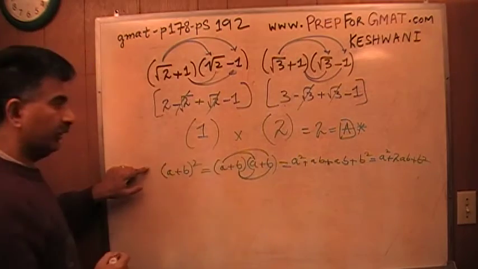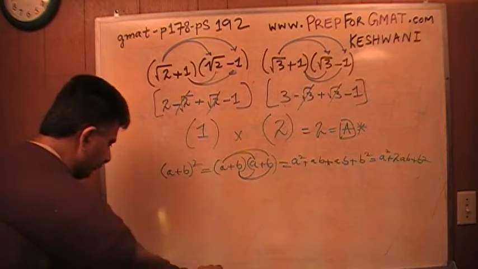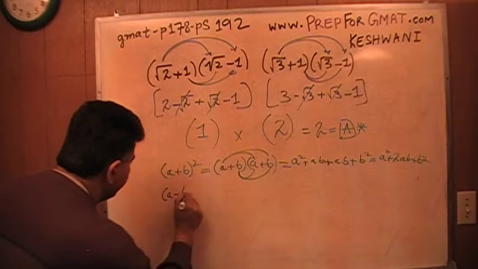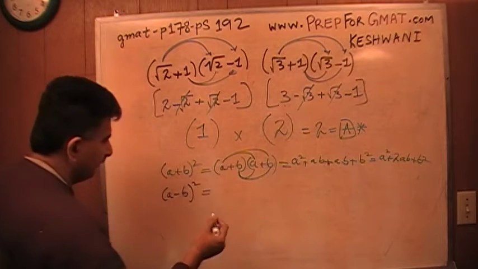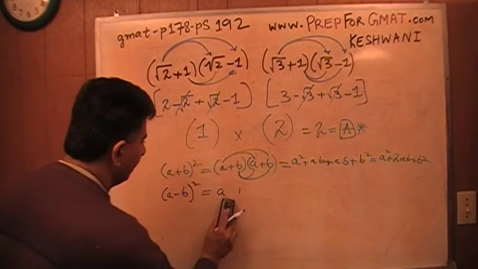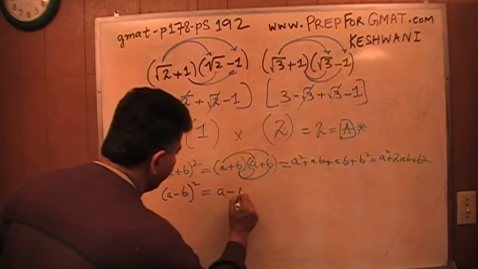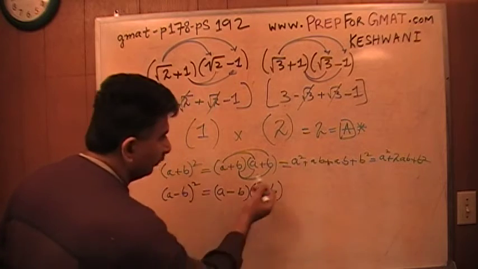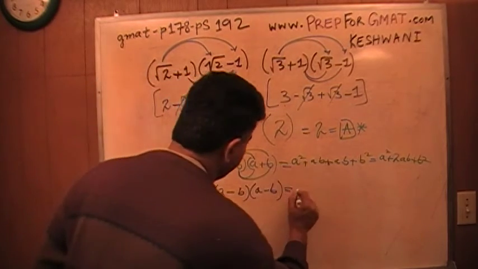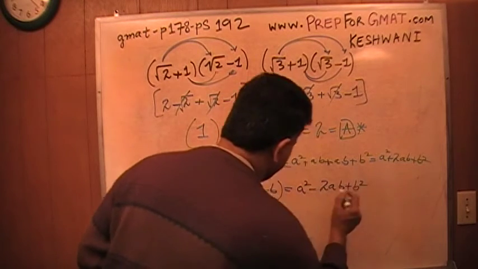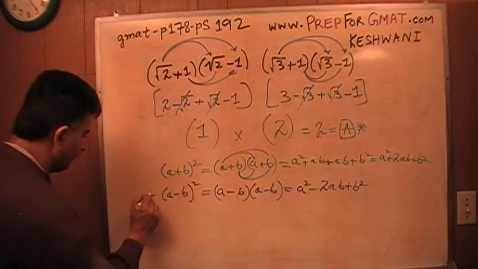So you have to know this formula. You also have to know this one. A minus B whole squared, which is the same thing again, which is simply A minus B times A minus B. And when you do the same thing that I did a little while ago, you will see that it is A squared minus 2AB plus B squared. So this is the second formula that you have to know.